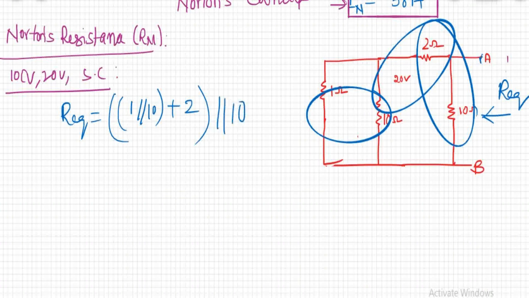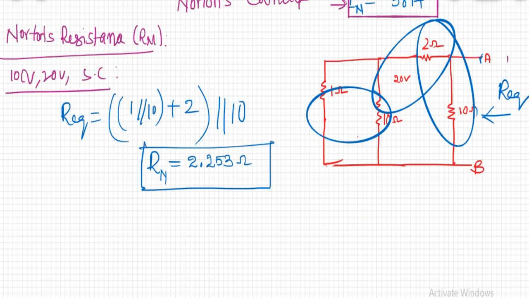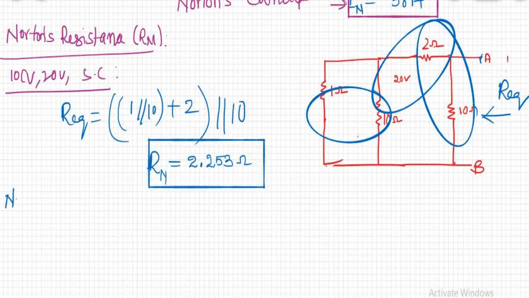Okay, so this is how you are going to find it, and do the calculations and submit it in the notes. If you do it properly, you are going to get the value as 2.253 ohms. Okay, this is your Norton's resistance. So here we have two variables, Norton's resistance and Norton's current. So you can find the Norton's equivalent circuit. Okay, so I am going to find Norton's equivalent circuit.